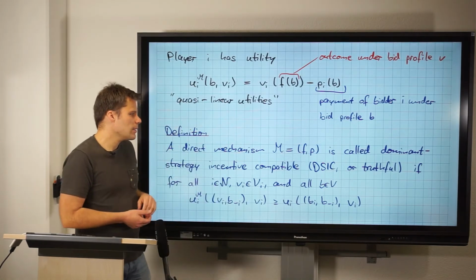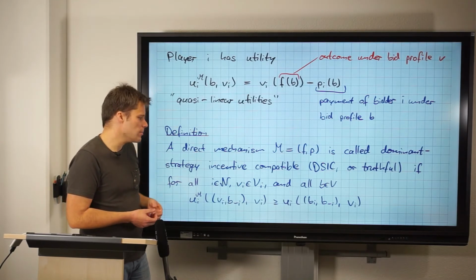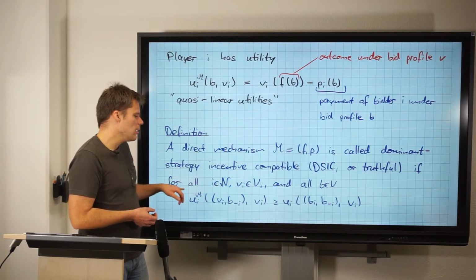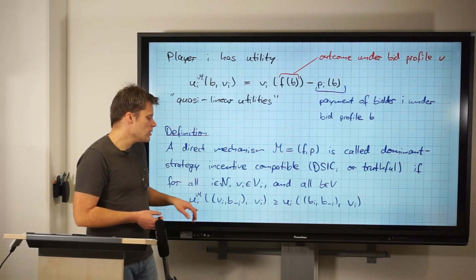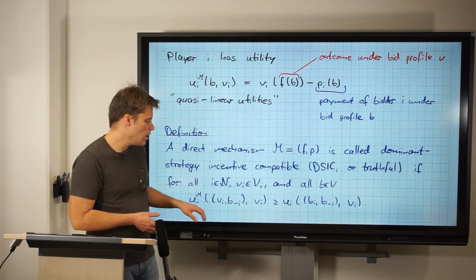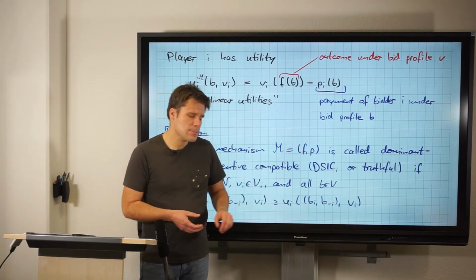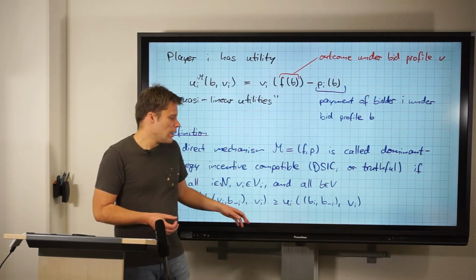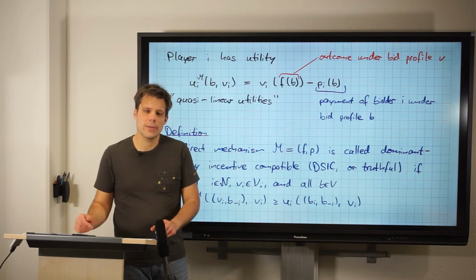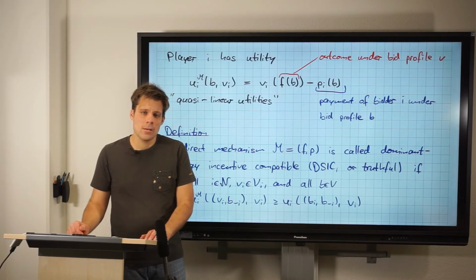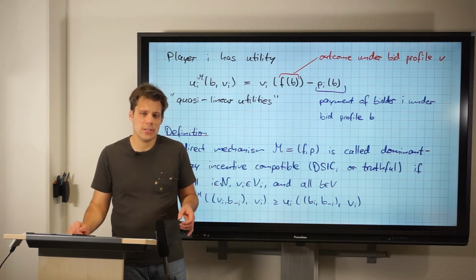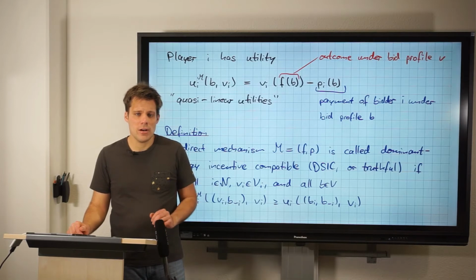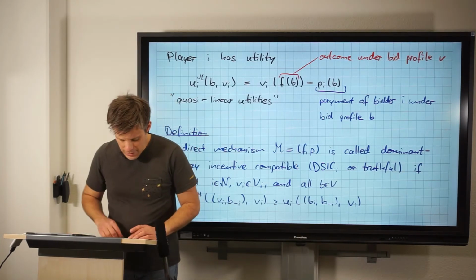And we now call a direct mechanism dominant strategy incentive compatible or simply truthful if for any bidder, any valuation, and any bid, the utility of this bidder when bidding the true value is at least as much as the utility under any other bid, regardless of what the other bidders are bidding. One special case of this was every single parameter setting, but there are also settings which are not single parameter settings. For example, general combinatorial auctions. What would these look like?